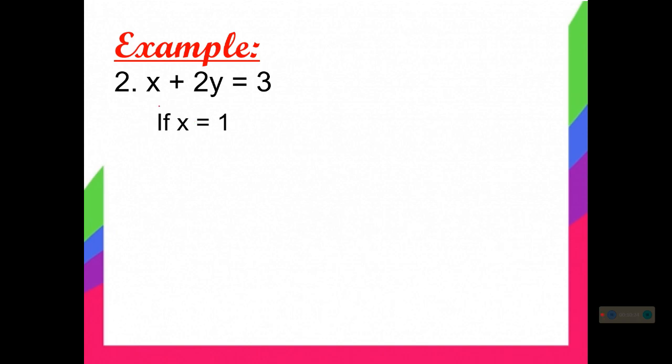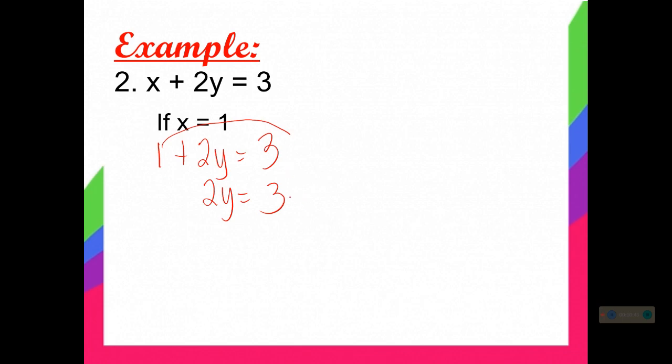Okay, so we have here if x equals 1, so we have here 1 plus 2y equals 3. Then we have here 2y equals 3, because you are going to apply here again the addition property of equality, so this will become negative 1. Then 2y equals, solve for this, so 3 minus 1 is 2.